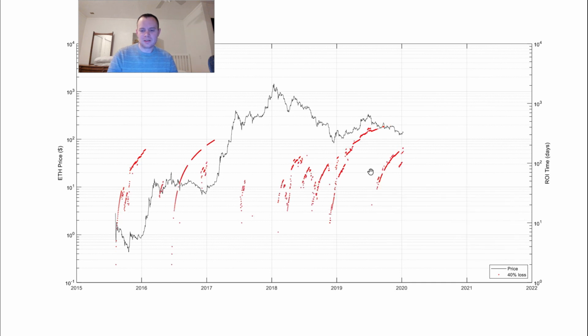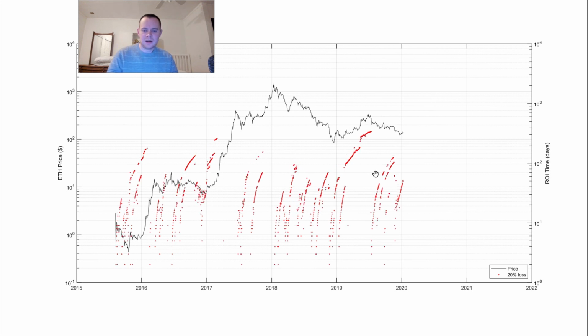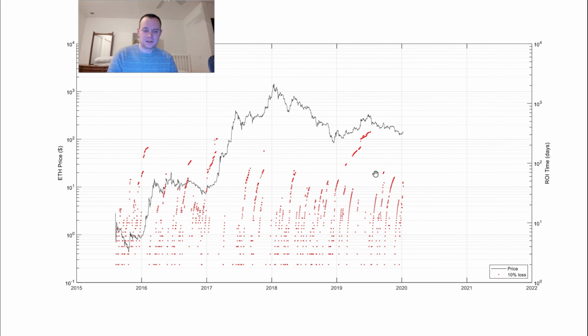Let's just go ahead and pull up a 40% loss. You can see we get further and further down on the time needed to see these losses. So 30% losses are fairly common, even in a bull market. And then we have 20%, and then finally 10% losses. So you can see, this really is a trader's market.